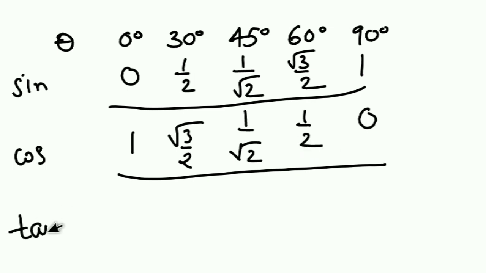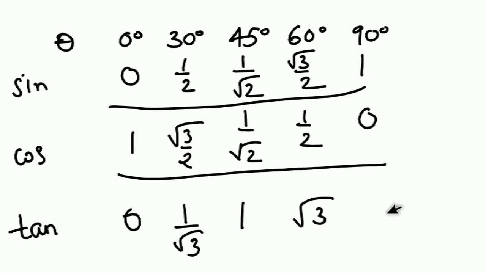Now let's see tan. So tan 0 degree will be 0, tan 30 degree will be 1 by root 3, tan 45 degree will be equal to 1, tan 60 degree will be equal to root 3, and tan 90 degree will be undefined. So how did we calculate these tan theta values?